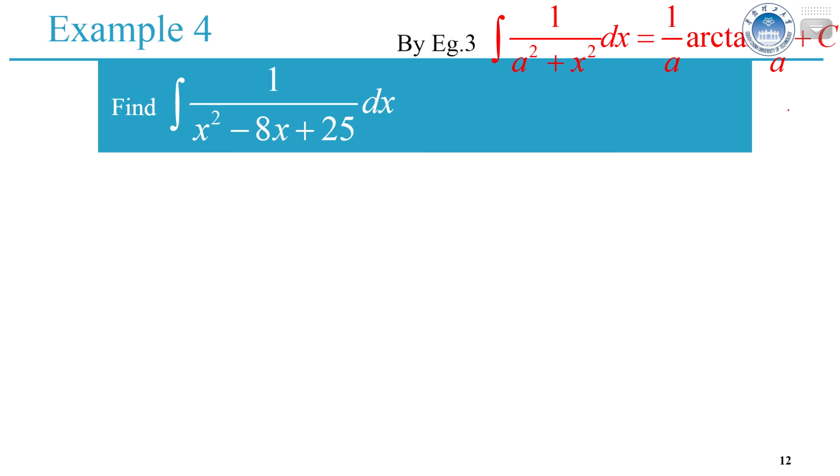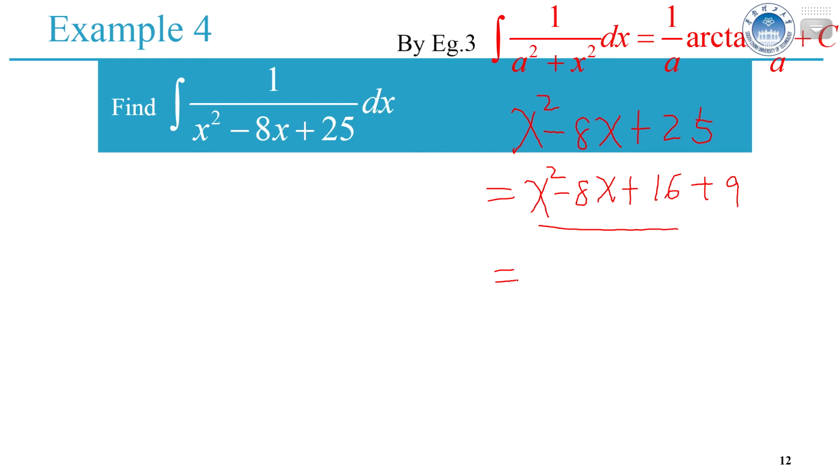Try to turn x squared minus 8x plus 25 into that form. Do you remember? 25 we can write as 16 plus 9, so x squared minus 8x plus 16 plus 9. Now you are very happy. Why? We can write it as x minus 4 squared plus 3 squared. Okay, it becomes a squared plus u squared. Now the question is solved.